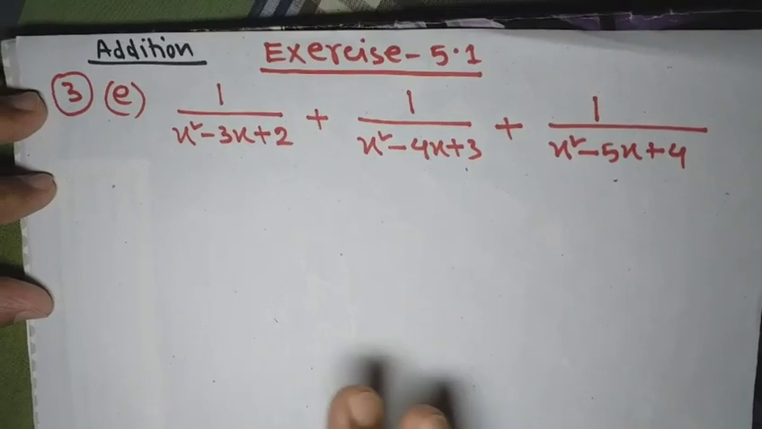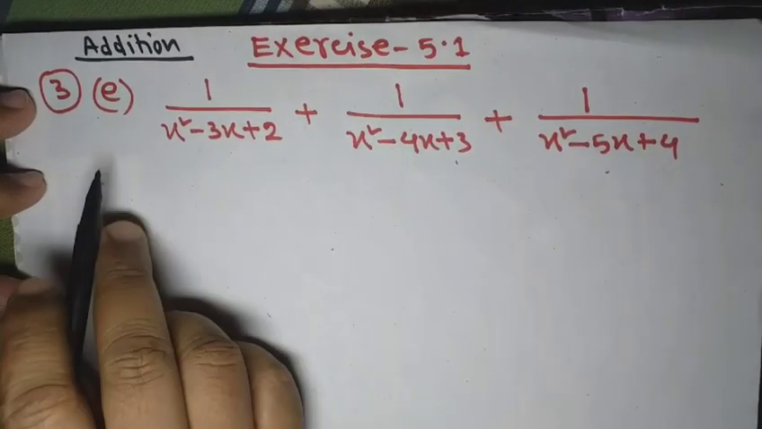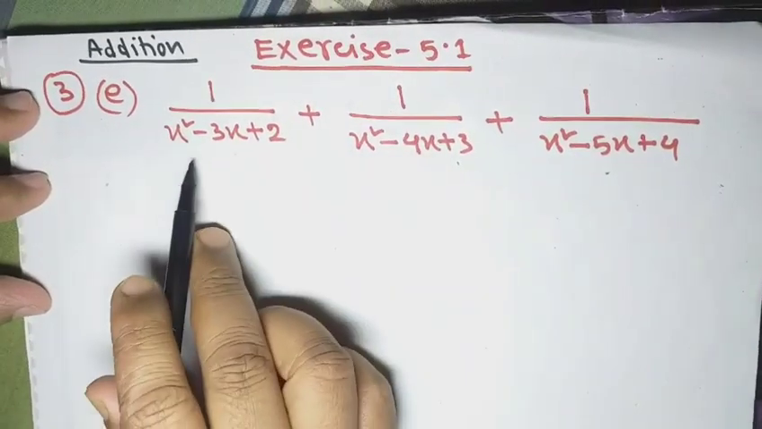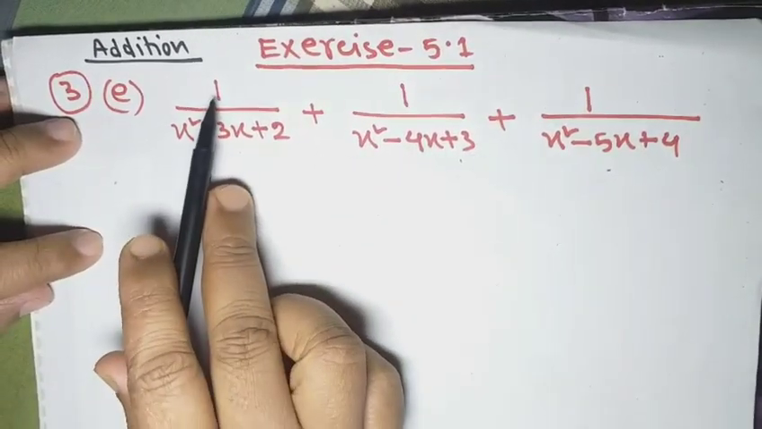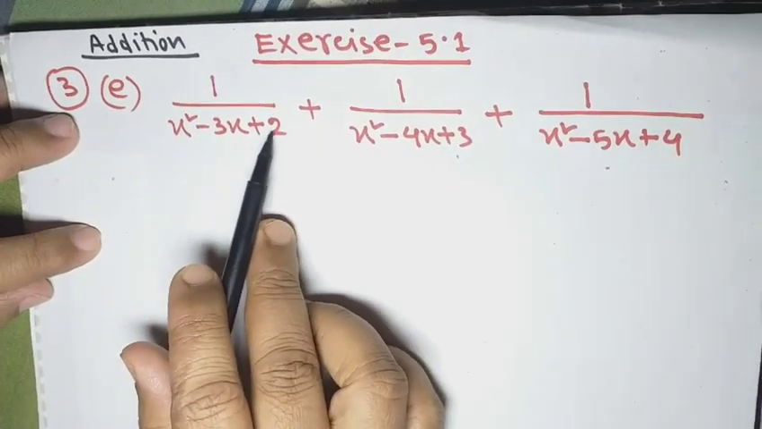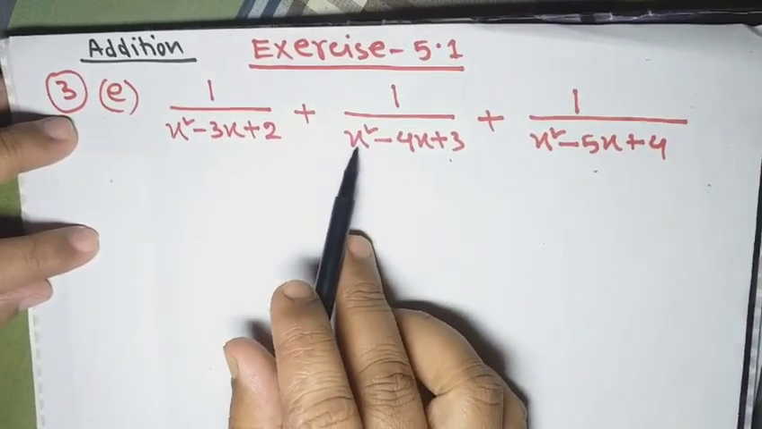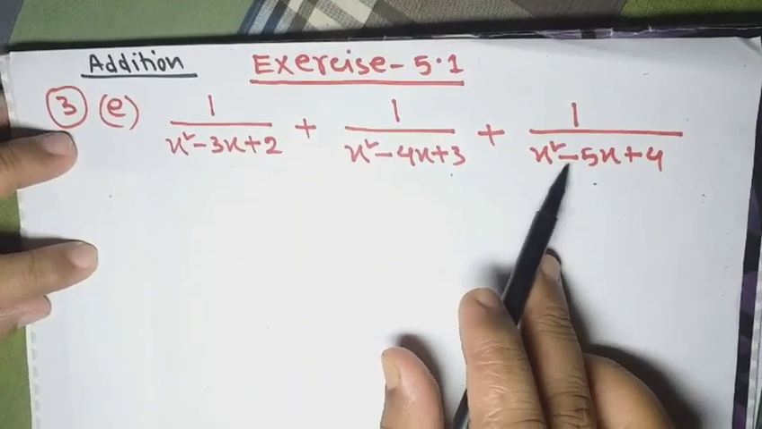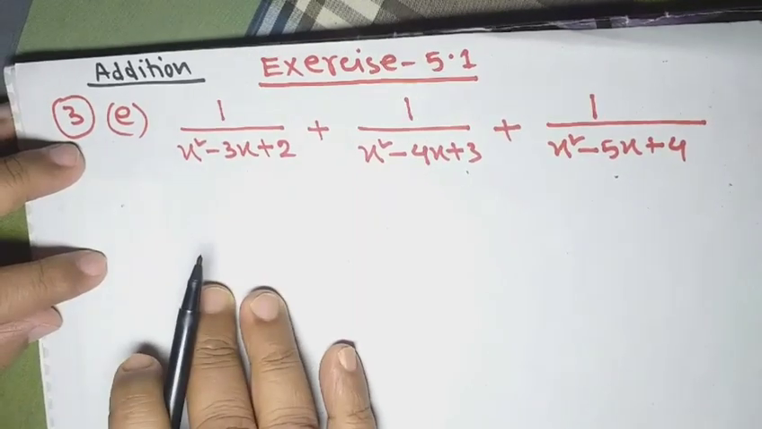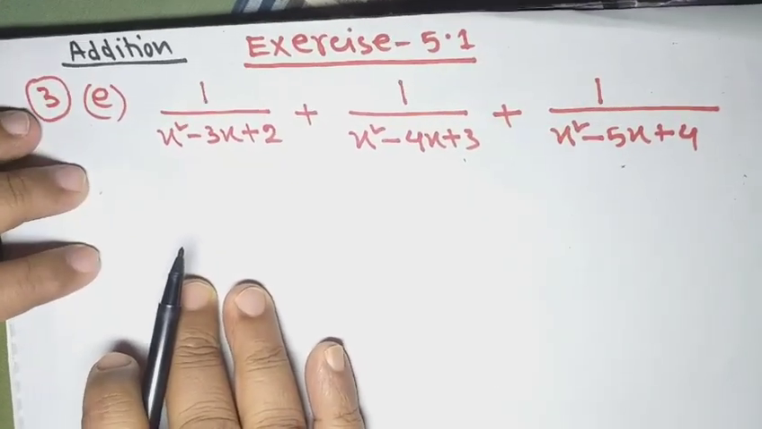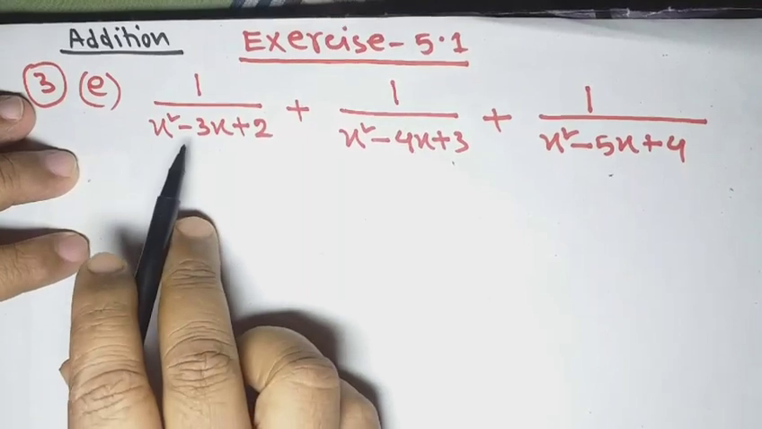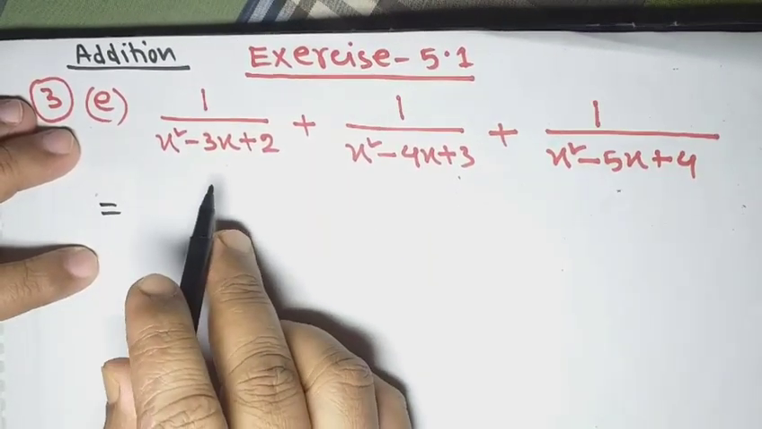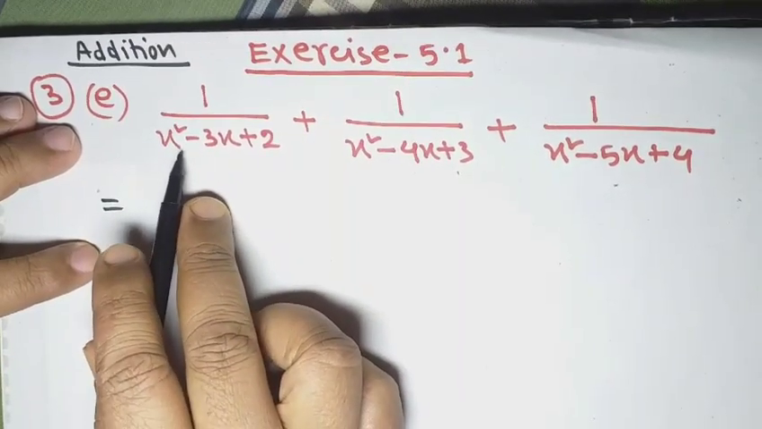Okay, dear students, now we will do the addition of 3e from exercise 5.1. You can see the math here: 1 by x square minus 3x plus 2, plus 1 by x square minus 4x plus 3, plus 1 by x square minus 5x plus 4. According to the rules of addition, first we have to do the LCM, but before doing the LCM we have to split or break out the factors.